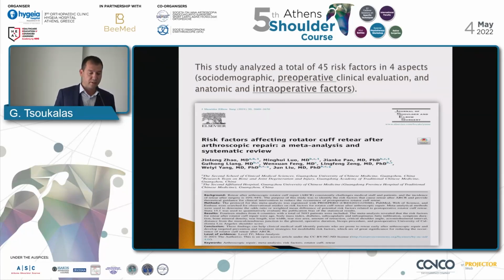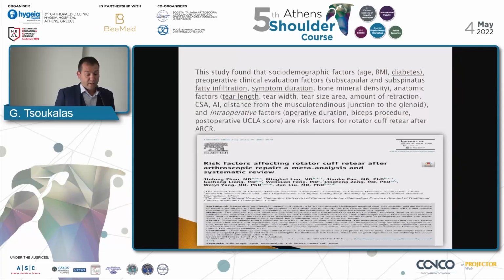4 aspects: sociodemographic, preoperative, that those risk factors can affect rotator cuff re-tear or rehabilitation after arthroscopic repair. And one of those factors is how long, and I will ask Mr. Brilakis, how long was the surgery? It was 30, 45 minutes, or it was 3.5 hours.